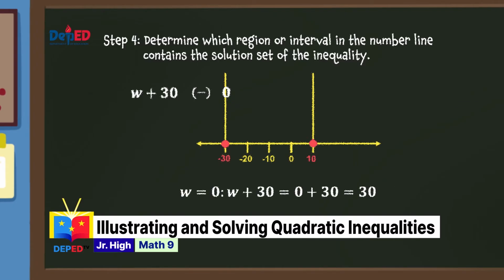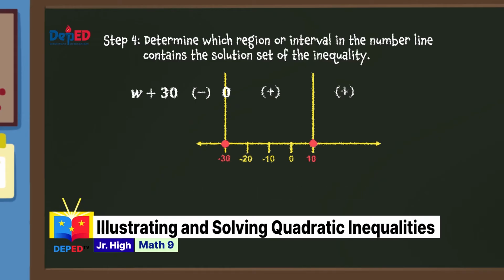In the region between negative 30 and 10, we may use 0 as a test value. 0 plus 30 is equal to 30. This means that in this region, where negative 30 is less than w, but w is less than 10, the value of the factor is positive. In the region to the right of 10, we may use 20 as a test value. And 20 plus 30 is equal to 50. This means that in the region where w is greater than 10, the value of the factor is also positive.